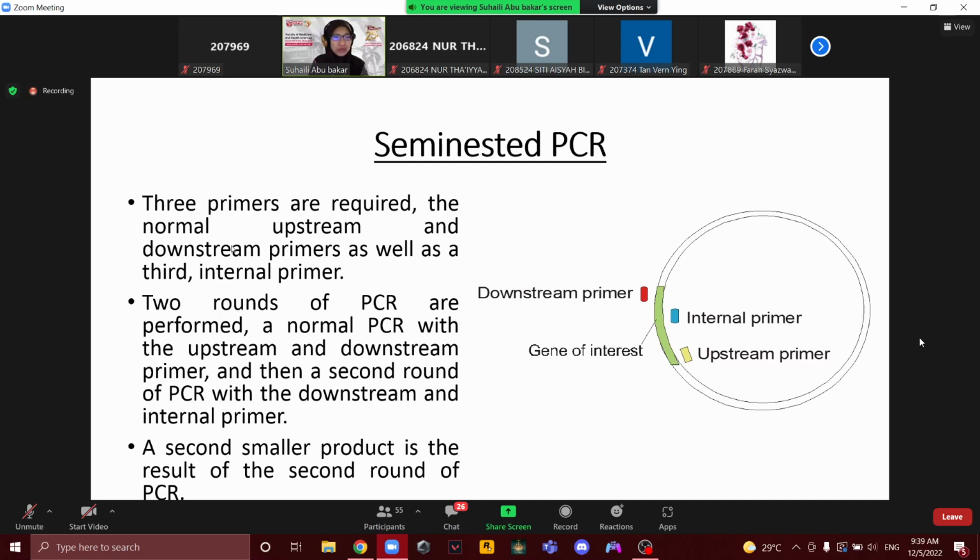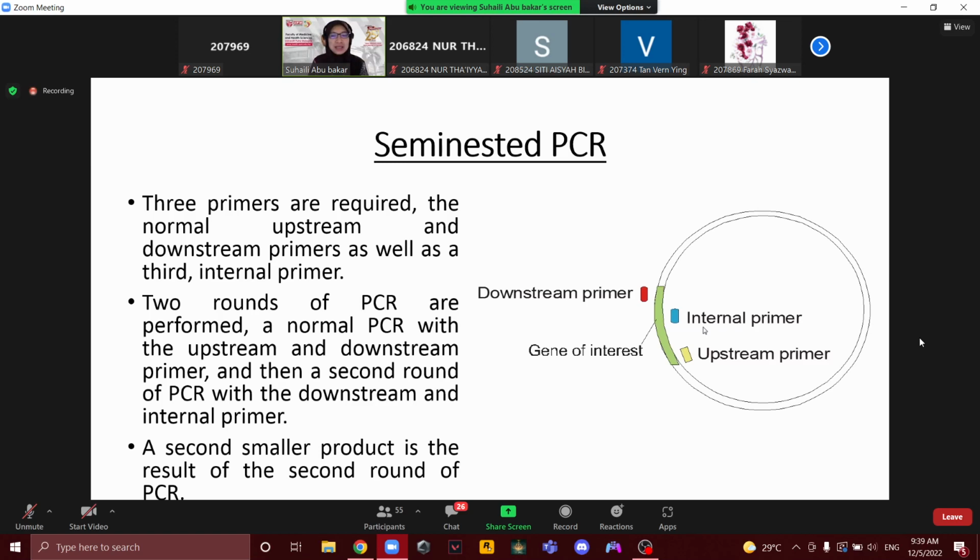This one shows three primers are required. The normal upstream. Sometimes we call it upstream or downstream instead of forward, reverse, to indicate the different strand. As long as you know which one you refer to. This one is the upstream primer, and then the downstream primer, this one, as well as the third, internal primer. Internal is considered semi-nested because there are only 3 primers.